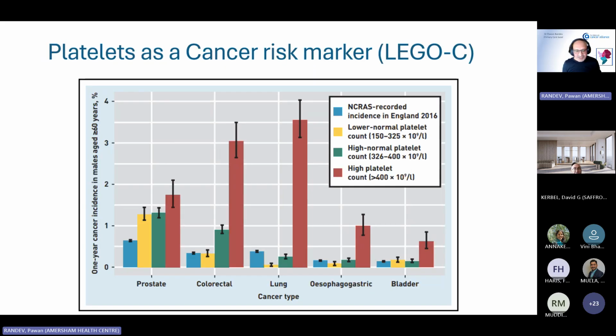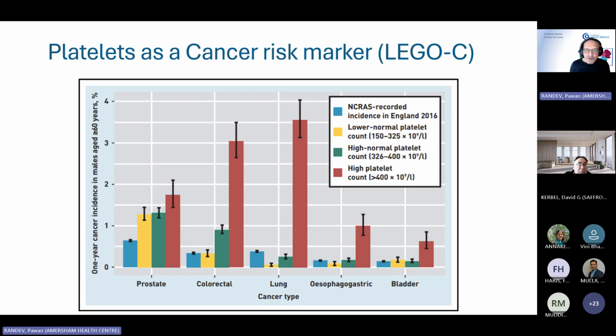So the research, and this is a graphic taken from the research papers, on the left-hand side, on the y-axis, that's the 1 year incidence of the particular cancer in men. And this is mirrored in women, but in women, of course, you have endometrial as one of these. The key thing when you look at the y-axis is that we are supposed to refer when somebody reaches a 3% threshold or greater.